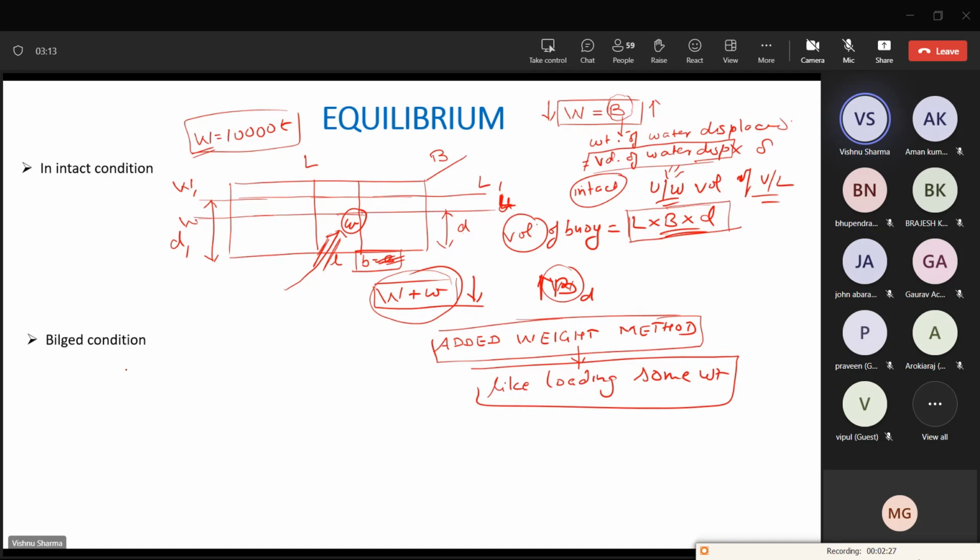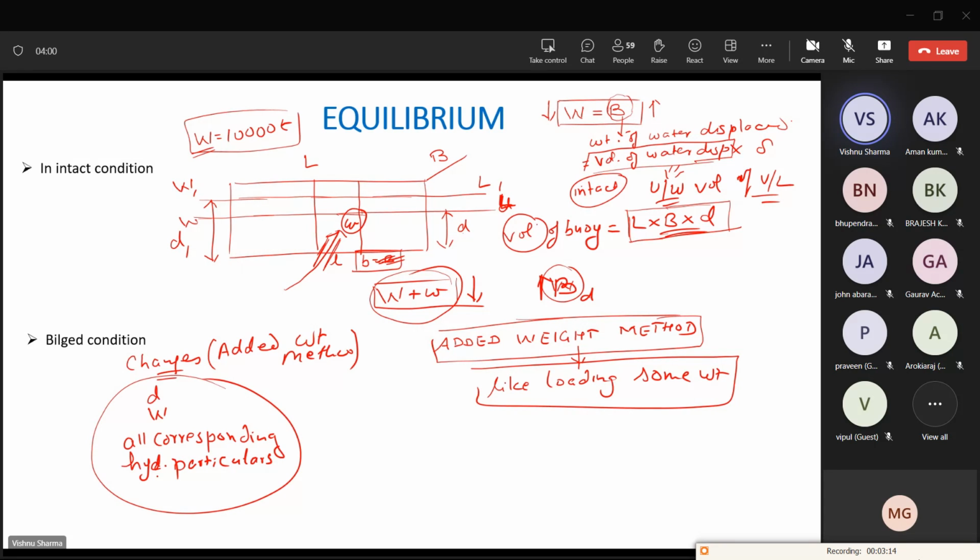What happens? First thing, the draft changes. Under the added weight method, the draft changes. Displacement changes. All corresponding hydrostatic particulars also change. You can name them if you want to make your answer longer. All corresponding hydrostatic particulars in your ship's stability booklet will automatically change, because when your ship instead of 10,000 tons is now drawing 11,000 tons, you will pick up the particulars for 11,000 tons.